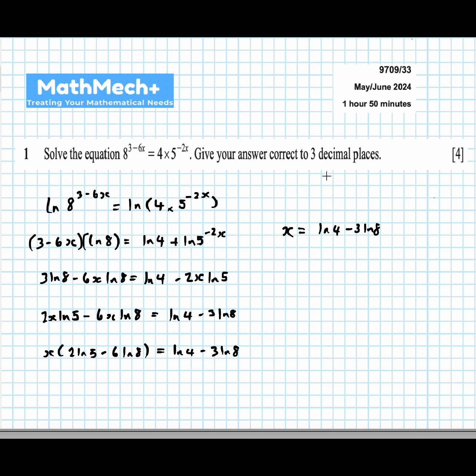Which I'll write down now. Get that line underneath. And our answer, as I've done on calculator, is 0.524 to 3 decimal places, as stated. All right.